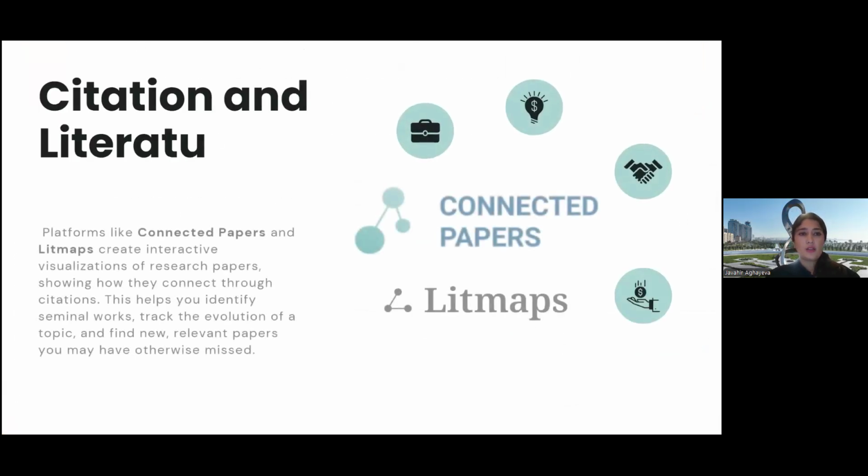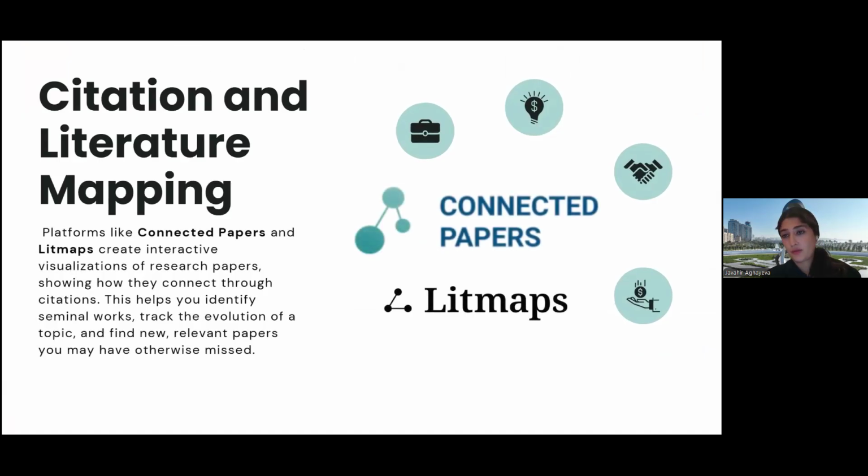Other platforms for citations and literature are Connected Papers and Lit Maps. You have noticed the logos of these. They also try to create interactive visualizations of your research paper and connect through those citations. At the same time, they evaluate your topic, and find new and relevant papers and others.